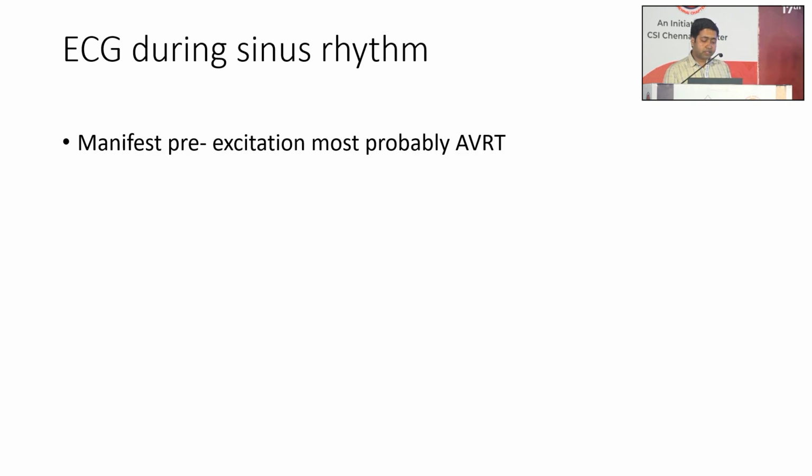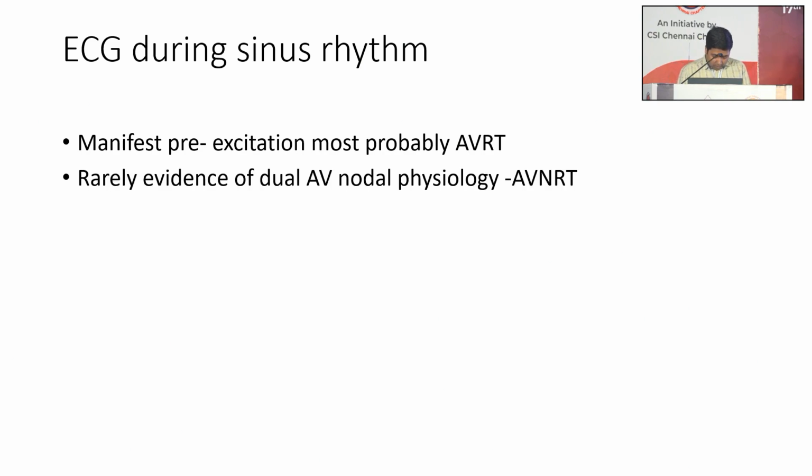on a sinus rhythm ECG and a patient is presenting with a narrow complex tachycardia, most probably it is an AVRT. Rarely, we can sometimes find a patient presenting with a regular narrow complex tachycardia and there is dual AV nodal physiology on the ECG.